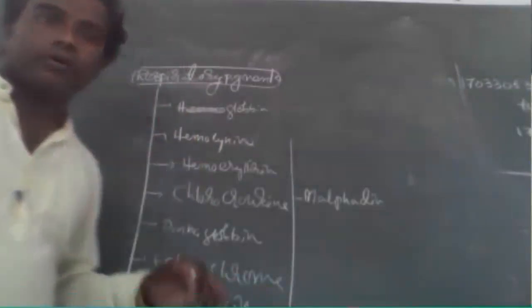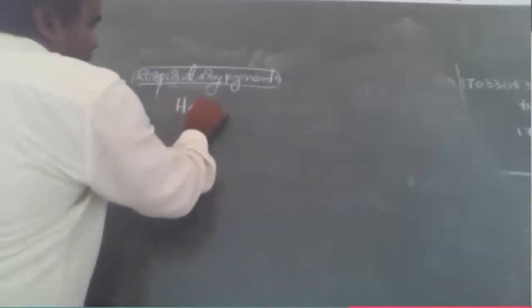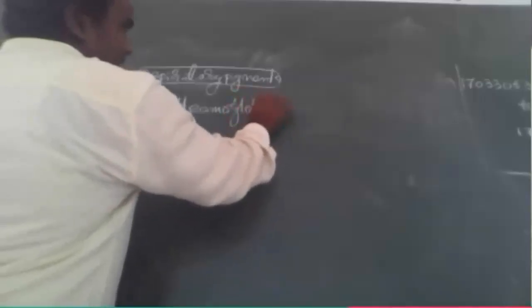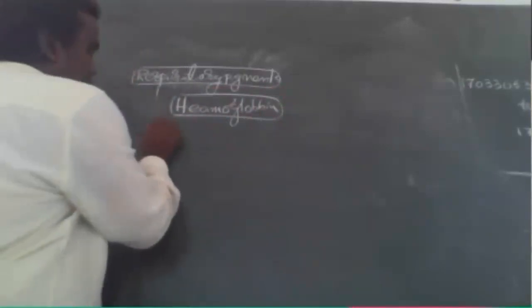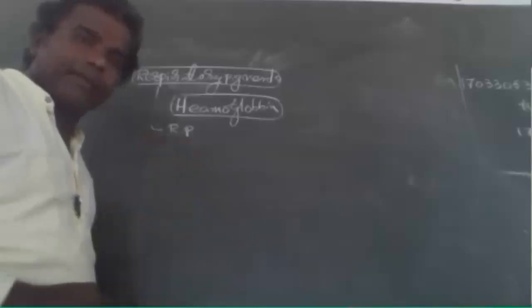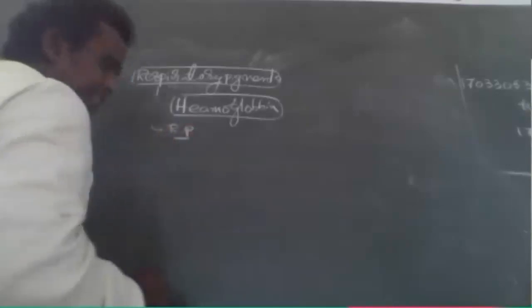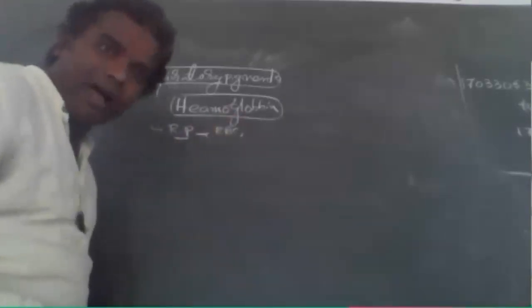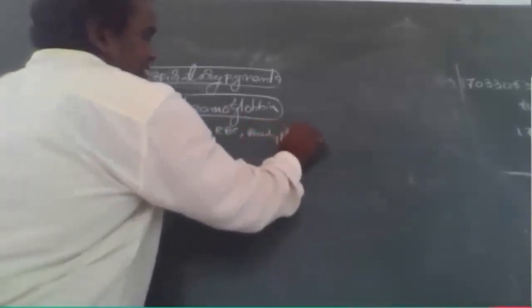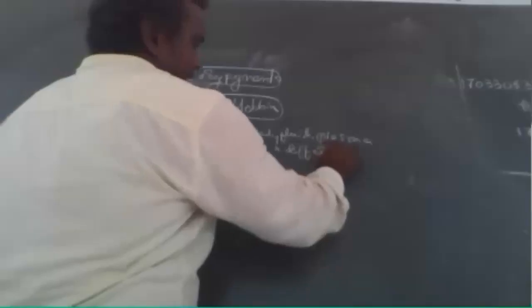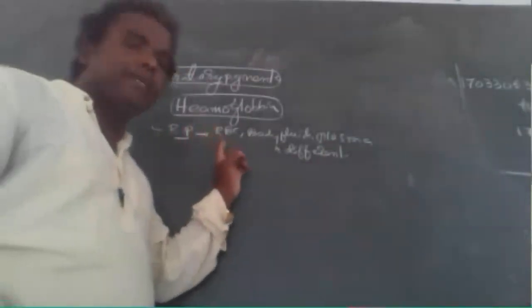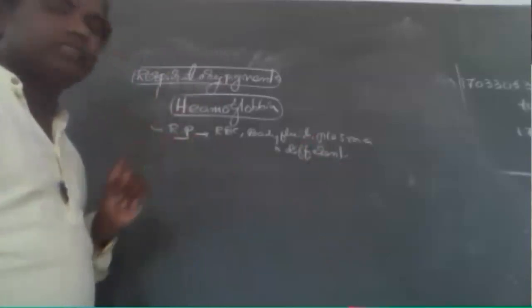Now let us come to the point. The respiratory pigments. Number one, hemoglobin. This is the number one respiratory pigment. Hemoglobin is present in the RBC and in body fluids like plasma, in different animals.